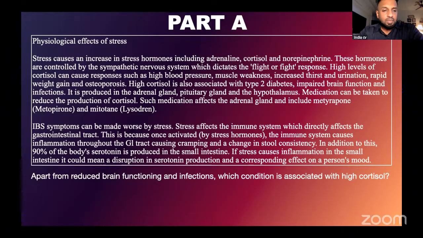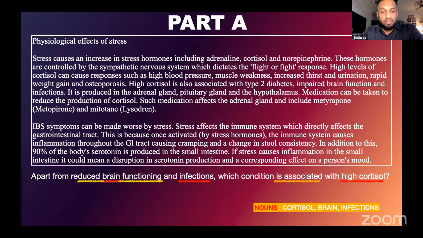Now the question says, apart from reduced brain functioning and infections, which condition is associated with high cortisol? Quickly underline the nouns. What all are the nouns? Brain. Functioning has got ing, so obviously that's a verb. Brain, infections, high cortisol. So my keywords are very clear. My keywords for nouns are cortisol, brain, and infections. And my verbs are reduce brain function, is associated with.